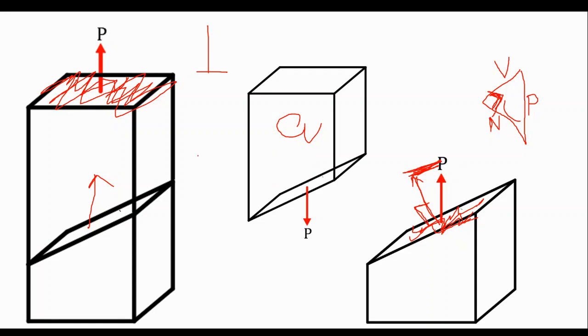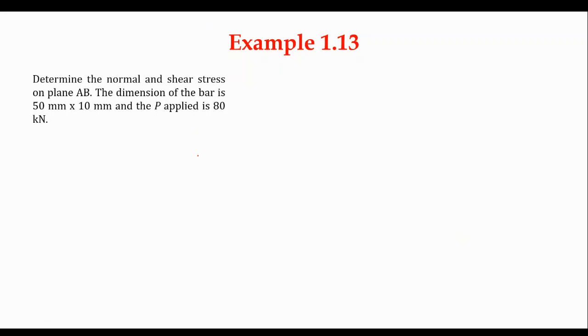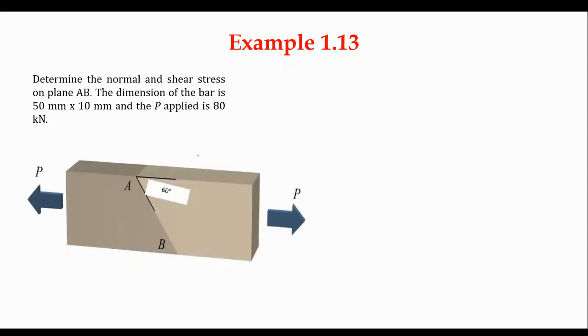areas or planes. So, let's have an example para mas ma-visualize. Determine the normal and the shear stress on plane AB. The dimension of the bar is 50 millimeters by 10 millimeters and the P applied is 80 kilonewton. So, ito yung figure niya. So, ang 50 by 10 dyan, ito yung 50, ito yung 10. Ana na siya na area ang gigiven. Alright, and the P applied is 80 kilonewton.